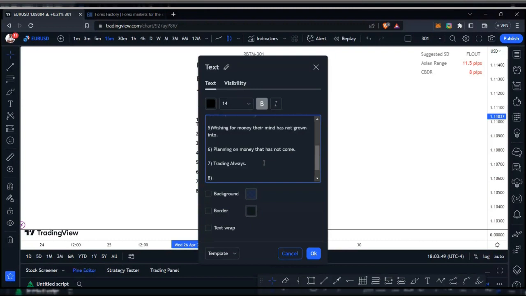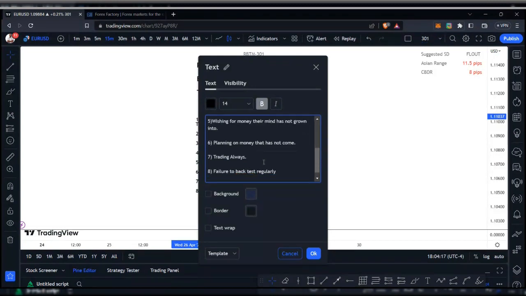Number 8. I wrote here: failure to backtest regularly. Spell regularly again. Did I get it right? Yes, I think it's the backtest I got wrong. Yeah, failure to backtest regularly.